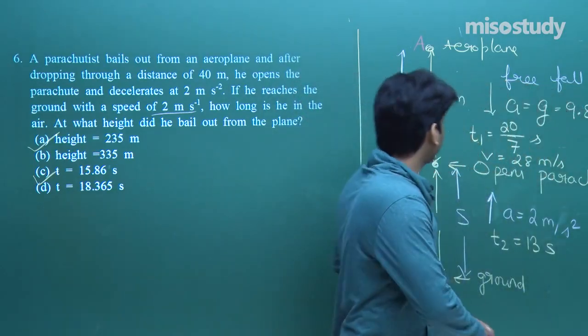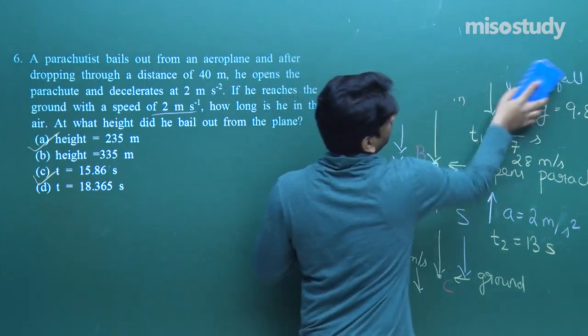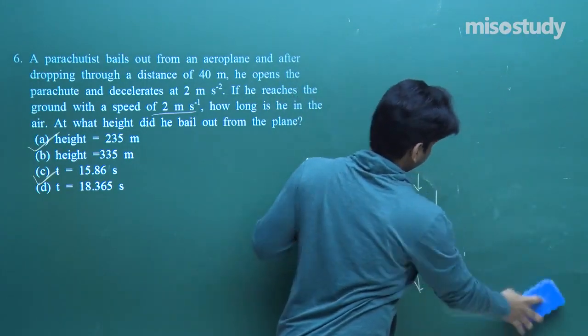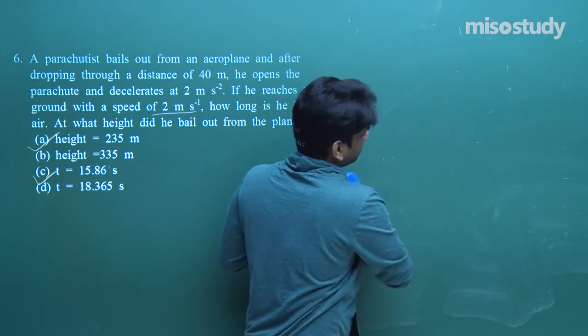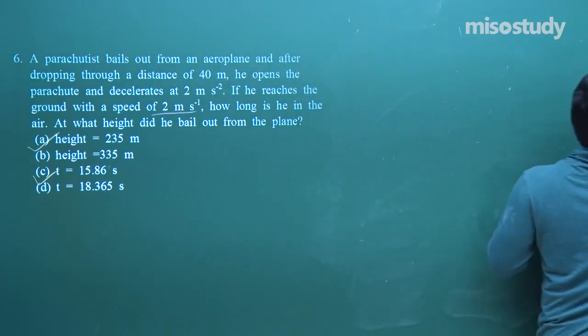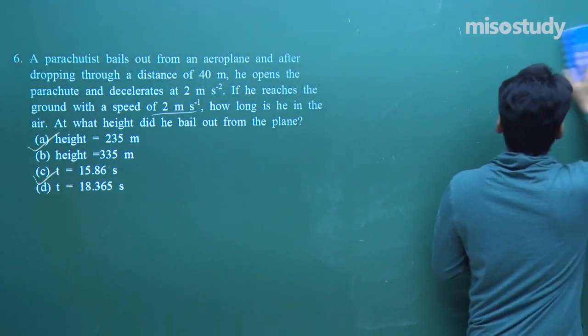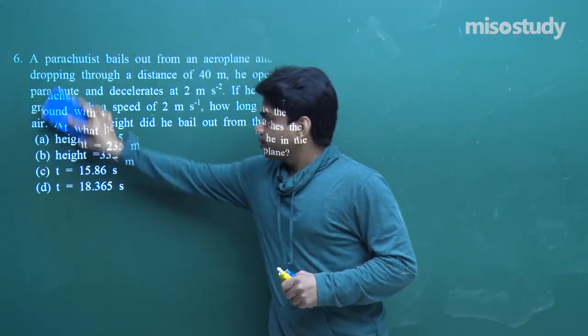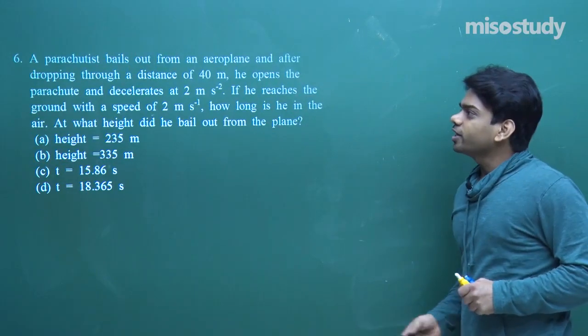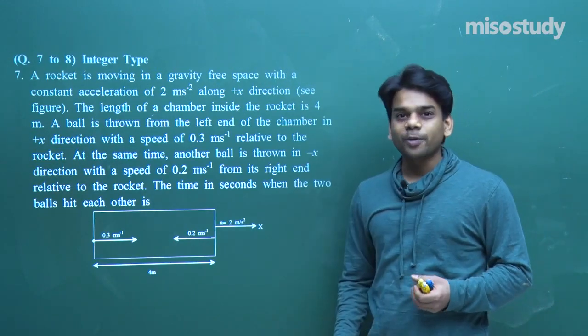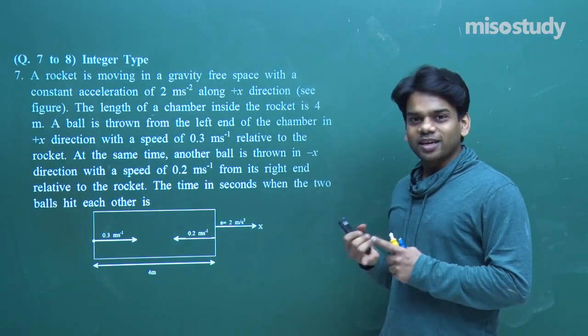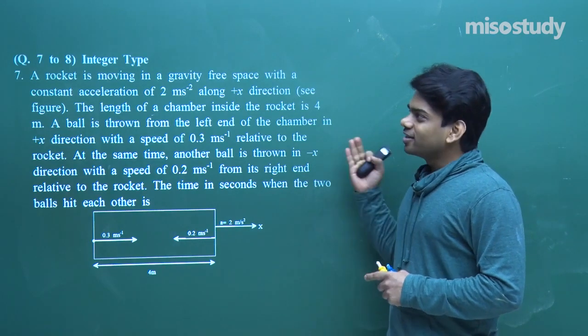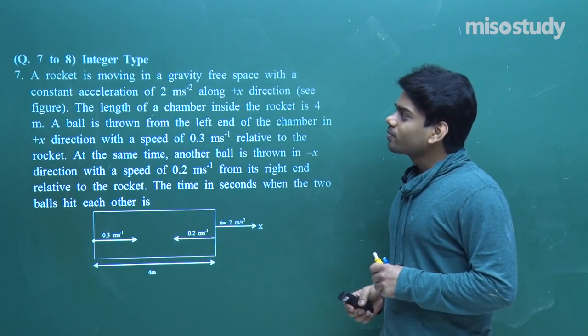Let's go ahead with the next one, and before that let me wipe the entire board and we'll proceed with the next question. The next question of the day, now we have an integer type question. We did single type, we did more than one choice correct. Then here we have integer type 7 to 8.